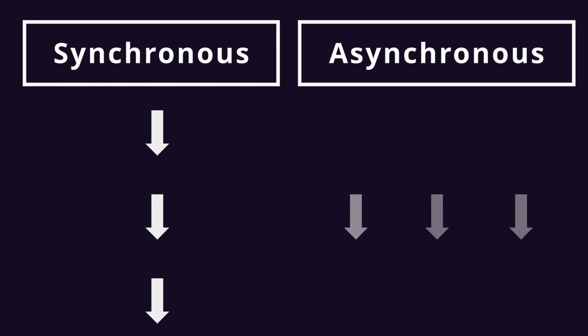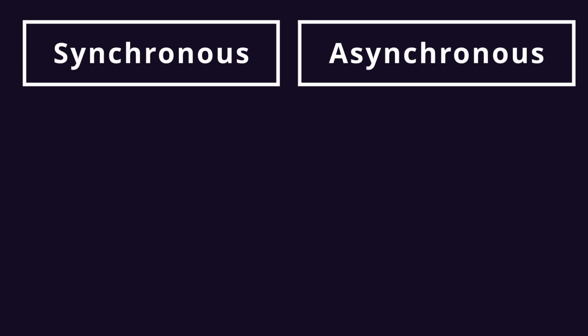In asynchronous programming, tasks can be executed independently without blocking the program's flow. Each task is scheduled to run concurrently, and the program can continue its execution without waiting for a task to complete. Let's take an example with these loading images.